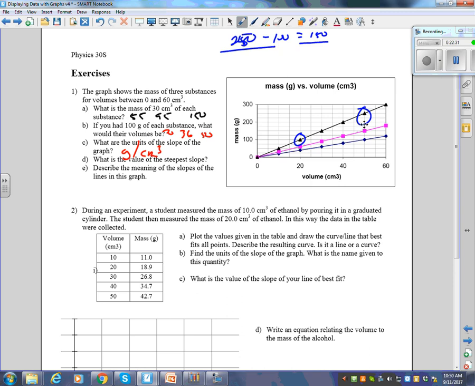This x here is 50. Oh my goodness. 50 minus this x here is 20. That's going to be 30. 150 divided by 30 is how much? 5 what? Grams per cubic centimeter. 5. We just found the points there, Anna.